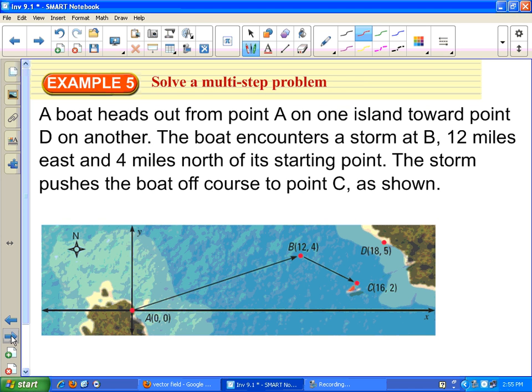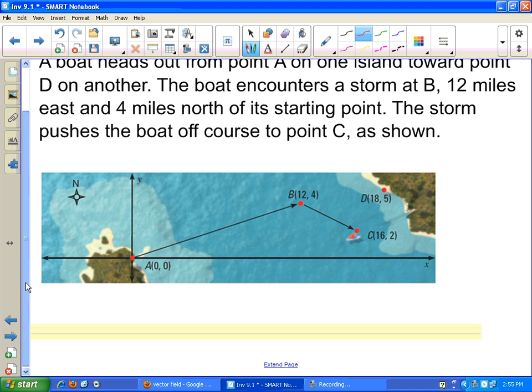All right, last couple questions. You are on a boat. You're traveling from A to D. You hit a storm, you get bumped up to B. Then you hit another storm, you get bumped down to C. Just like you're on the boat from Gilligan's Island.